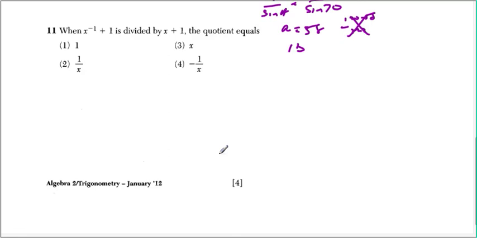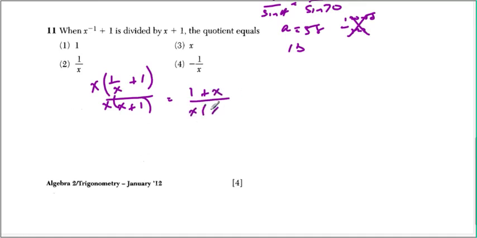Alright, that is divided by that. You have 1 over x plus 1 over x plus 1. LCD is x, giving you 1 plus x over x, x plus 1. Cancels, 1 over x. Choice 2.